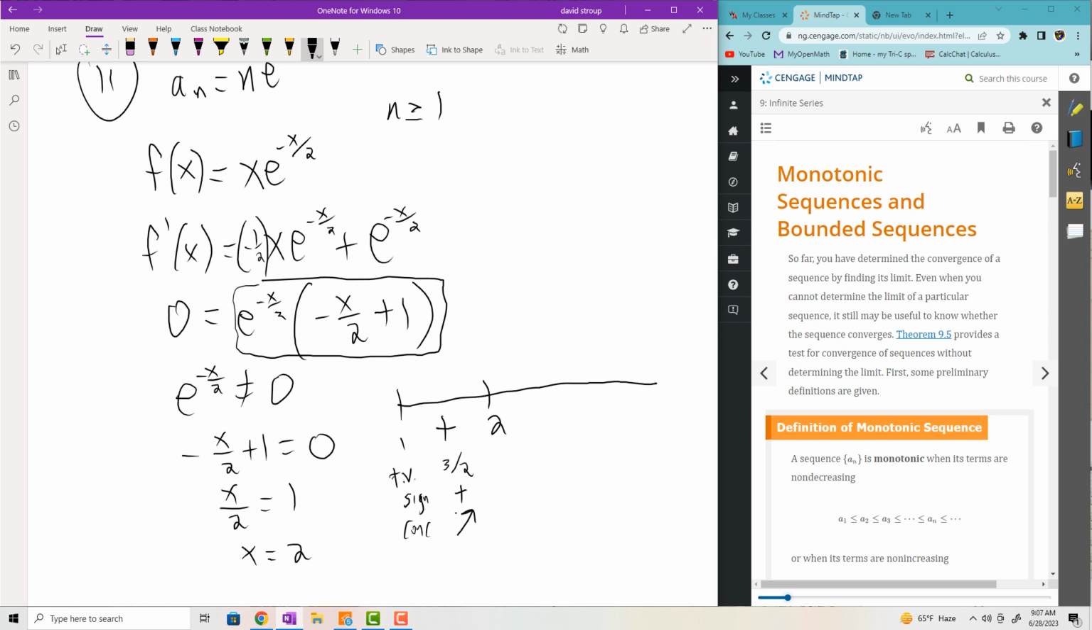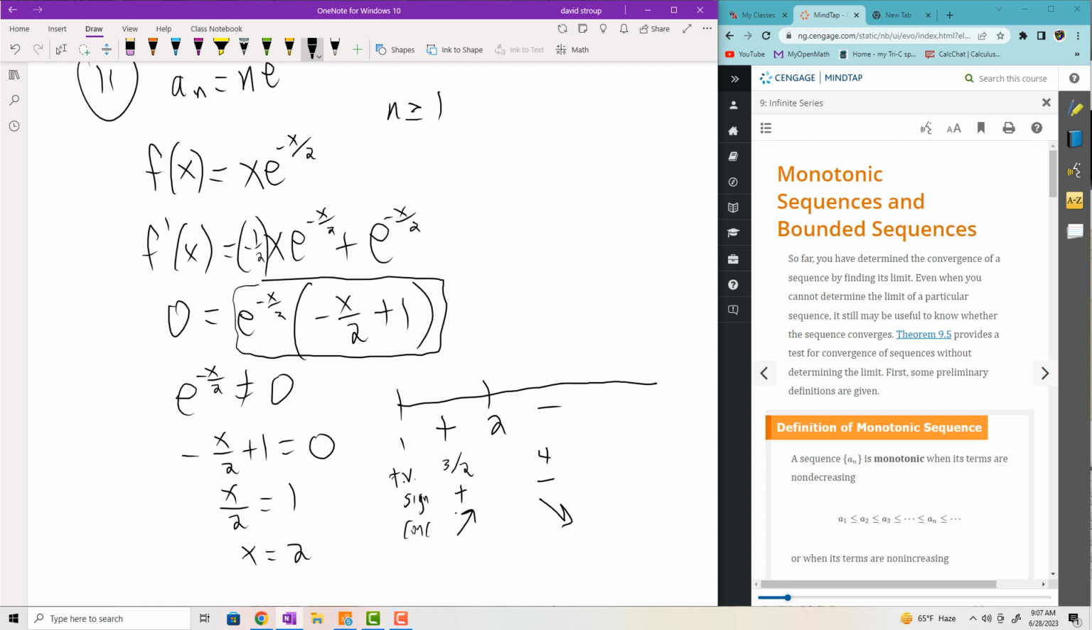The test value on the next interval, use something like 4. So negative 4 over 2. And e to the negative 4 over 2, that's just positive. The exponential is always positive. So you just consider the negative x over 2 plus 1 factor. So negative 4 over 2 is negative 2 plus 1 is negative. So it's decreasing from that point on.